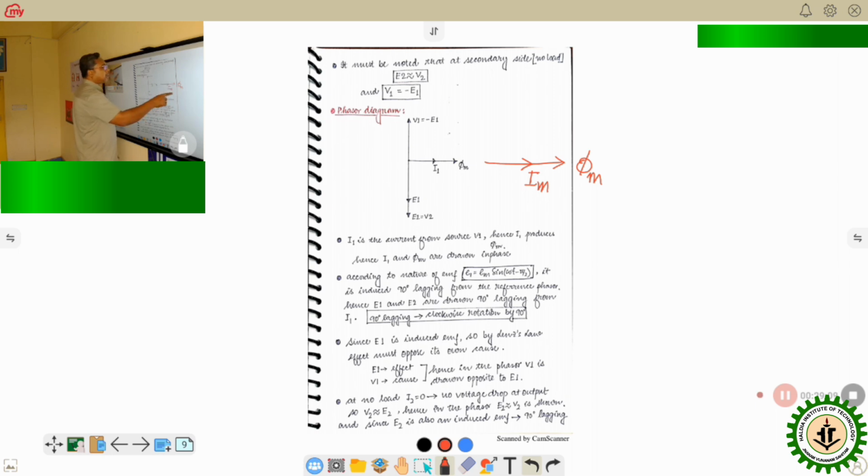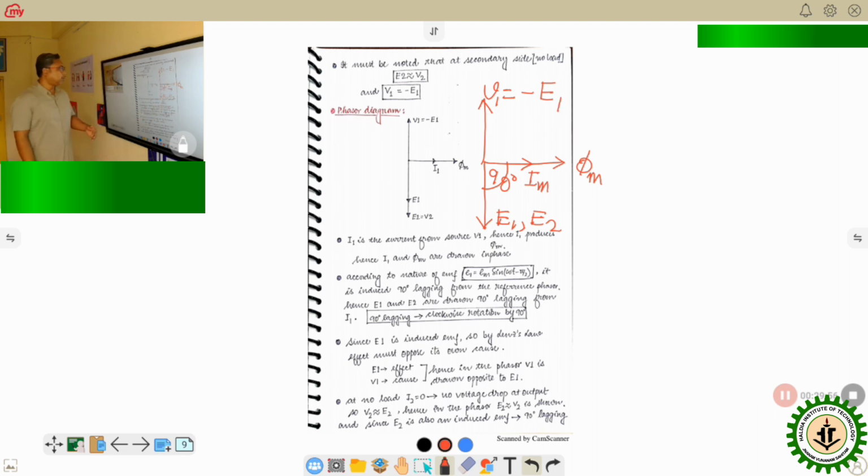Now I have told a number of times that EMF which is induced due to rate of change of flux will always lag by an angle of 90 degree. So both E1 and E2 will lag by an angle of 90 degree. Lagging means clockwise rotation from the reference. This is 90 degree. And since according to Lenz's law, effect will oppose its own cause, E1 and E2 will oppose V1. So V1 is taken opposite to that of E1 and E2. Here it is written V1. This minus sign is because of Lenz's law to signify the opposition.